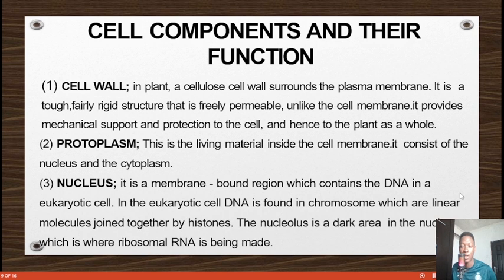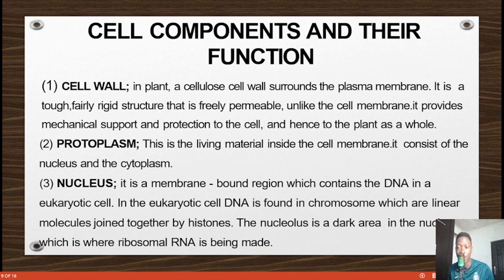So let's go to cell components and their functions. What are some of the cell components? I'm sure we have studied this before, but we are going to study it again, guys. The first thing we are mentioning is the cell wall. The cell wall is present in plants, and that's why plants are very rigid. Some of them are very strong, but the cell wall is found only in plant cells. Please note that. It's usually called a cellulose cell wall, and it surrounds the plasma membrane.